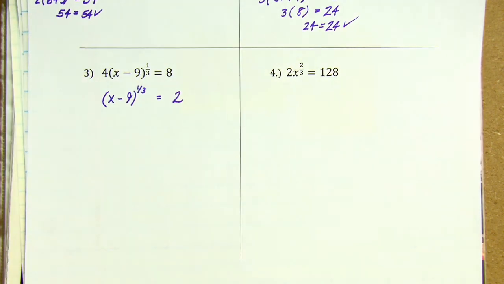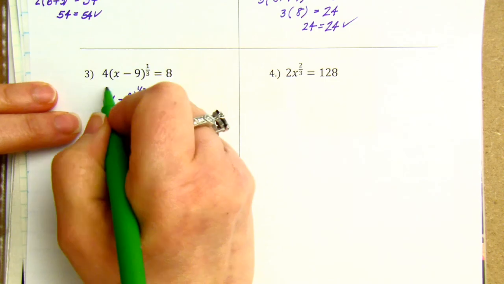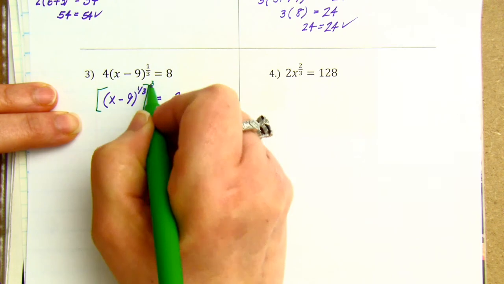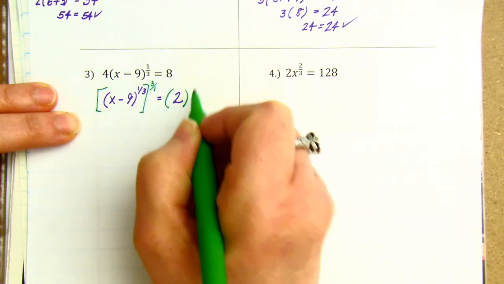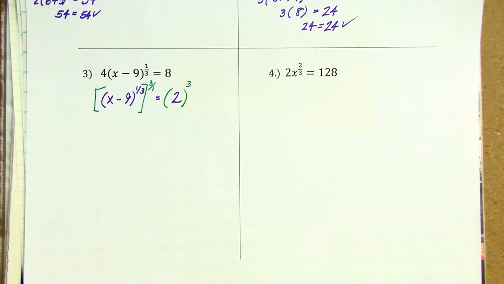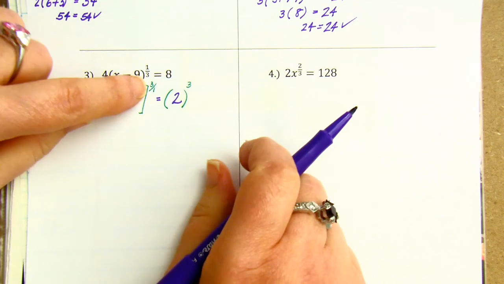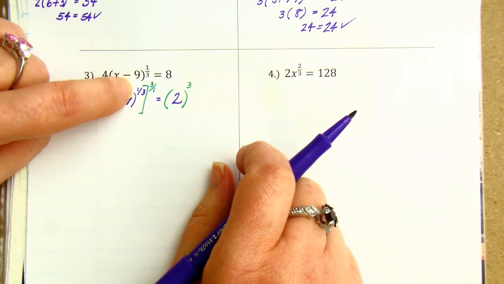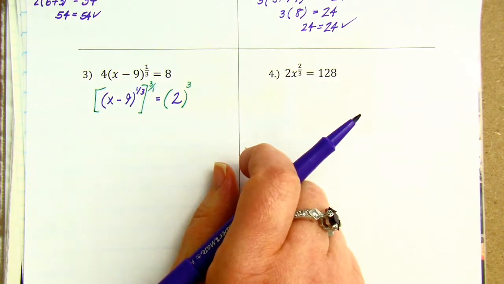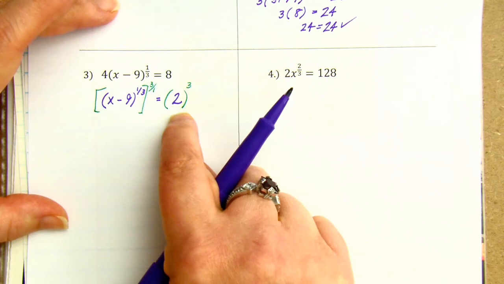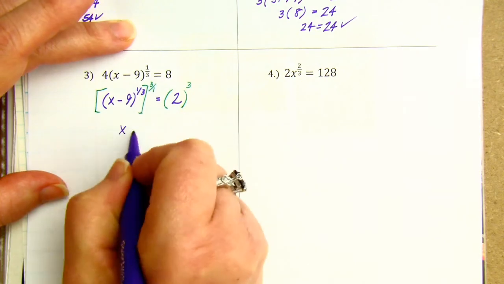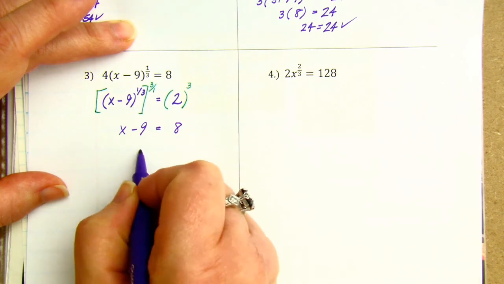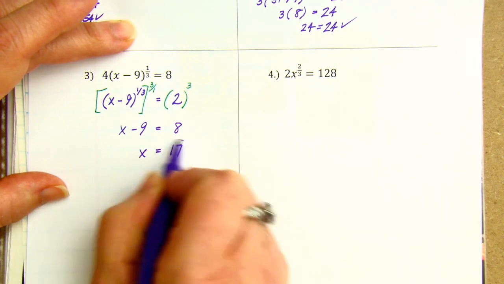Now I'm going to raise each side to the reciprocal power. What's the reciprocal of 1 over 3? Well, it's 3 over 1. And 3 over 1 really is 3. I wrote it as a fraction over here to illustrate, since this was a fraction. And since I know 3 over 1 is 3, I'm going to cube the 2 on this side. Left side, I'm left with x minus 9. 2 cubed is 8. Add the 9, x is 17.